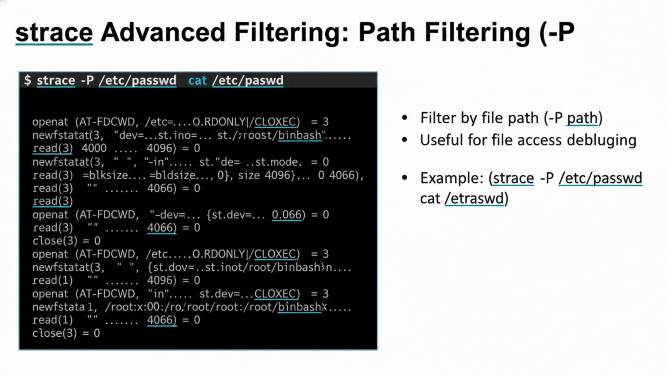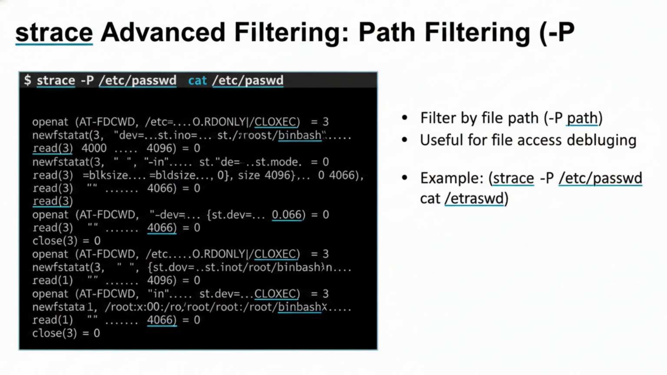Debugging file access issues can be particularly challenging, especially in applications that interact with many files. The -P option in strace provides a powerful way to filter system calls based on the file path they operate on. By specifying strace -P followed by a path and then the command, strace will only show system calls that access the specified file or directory. This is incredibly useful if you suspect a permissions problem, an incorrect file path being used, or an unexpected read-write operation on a specific resource.